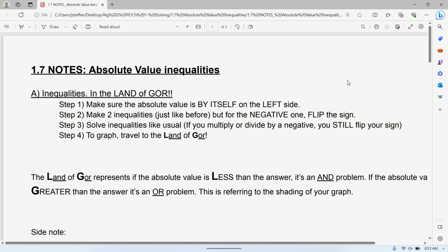So again, I'm hoping this doesn't take super long. This is absolute value inequalities.